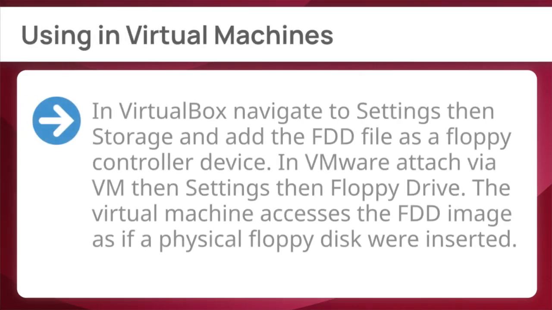Next, using it in virtual machines. In VirtualBox, navigate to Settings, then Storage, and add the FDD file as a floppy controller device. In VMware, attach via VM, then Settings, then Floppy Drive. The virtual machine accesses the FDD image as if a physical floppy disk were inserted.